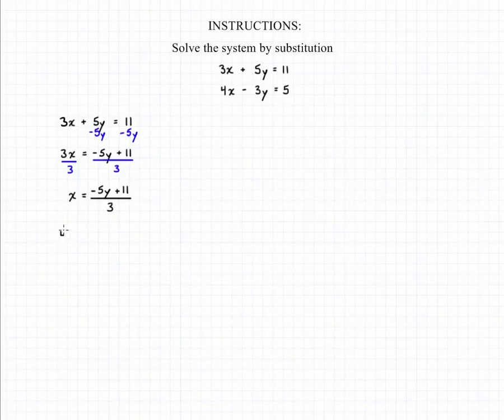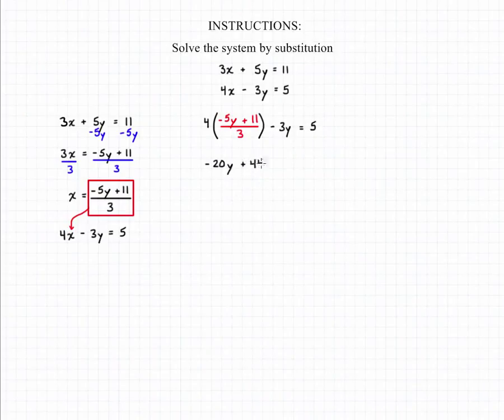And we can take that value for x and plug that into our second equation, substituting it in and eliminating the x variable. So if we plug that in using substitution, we'll have 4 times the whole quantity, negative 5y plus 11 all over 3. And that will be minus 3y equals 5. This is going to equal negative 20y plus 44 over 3.